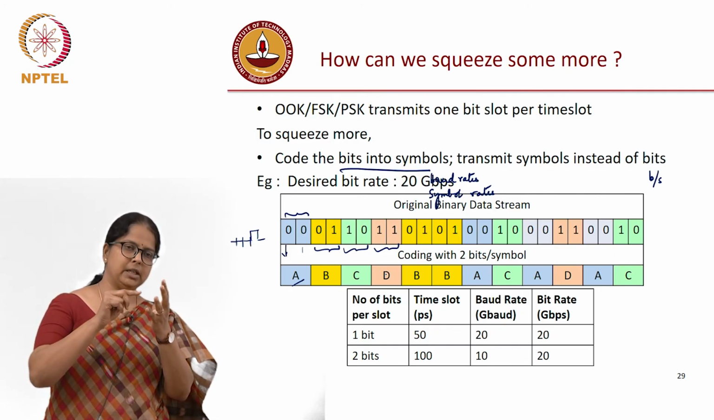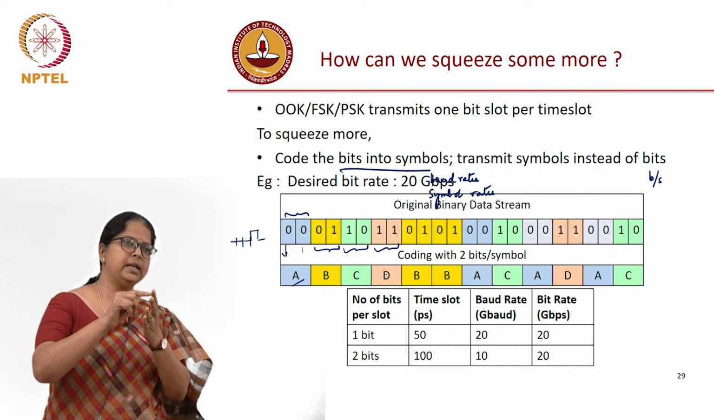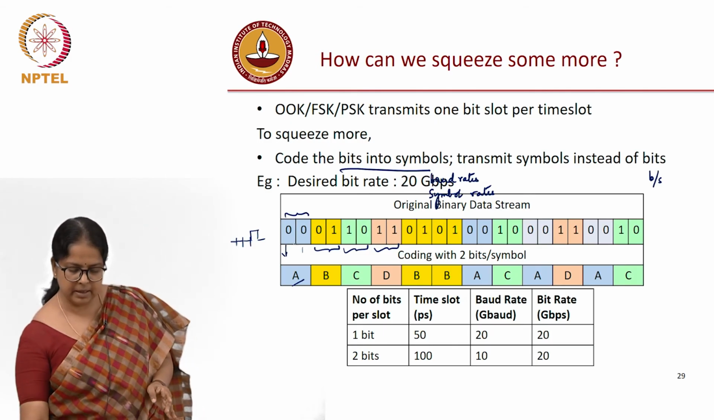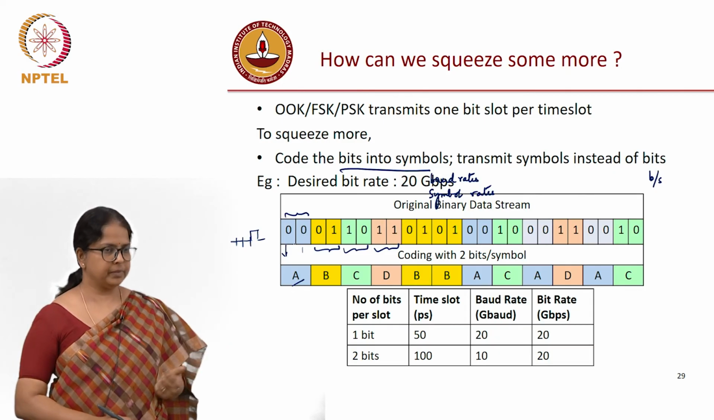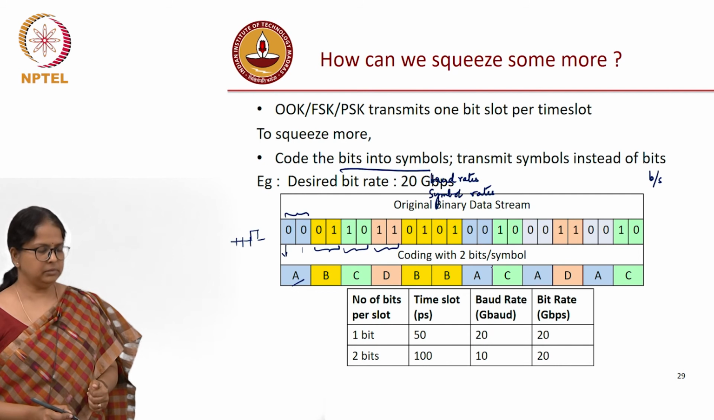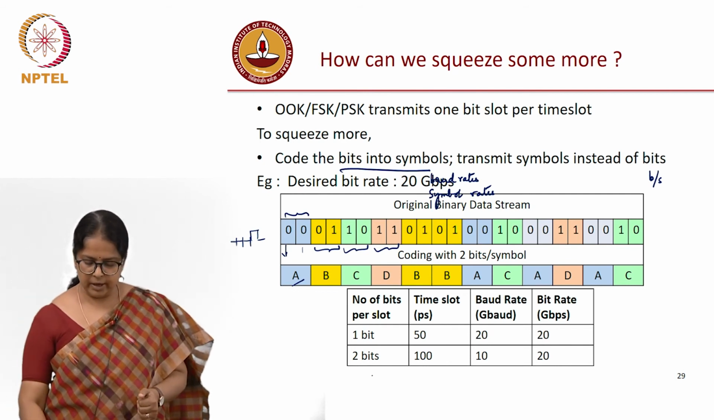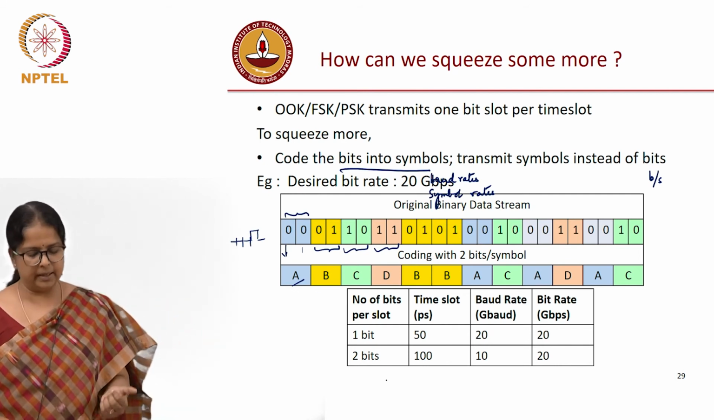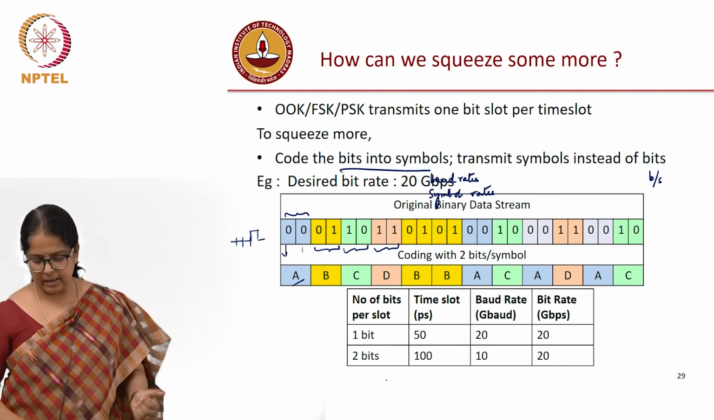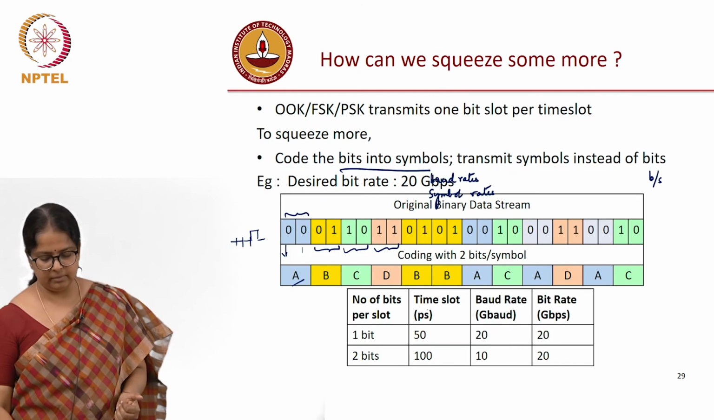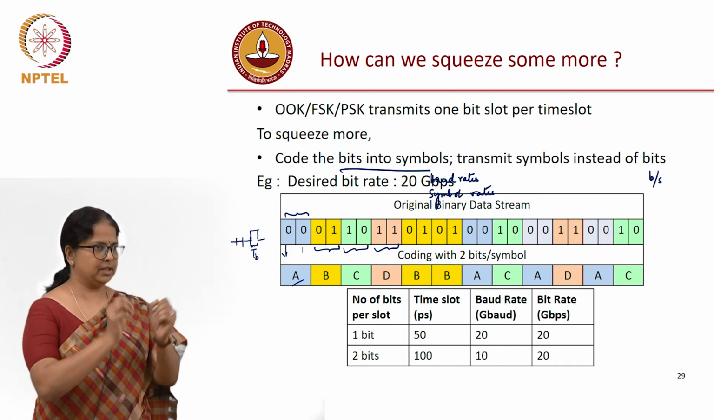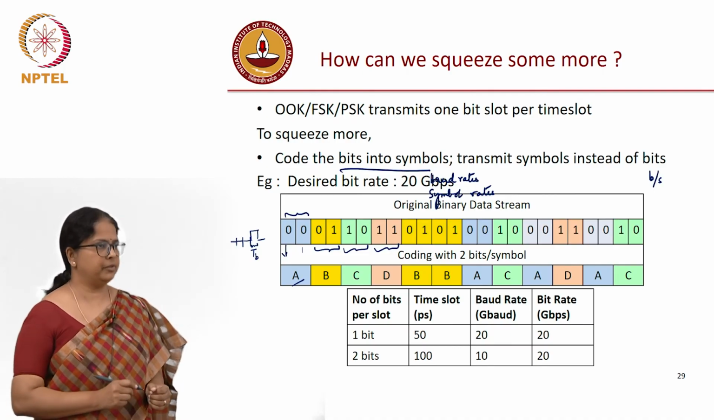I should be transmitting either an A or a B or a C or a D. And each of the symbols is representing 2 bits. So, this is coding with 2 bits per symbol. There is a sample calculation done here. Let us say my time slot, the TB in which I am transmitting the information, is 50 picoseconds.